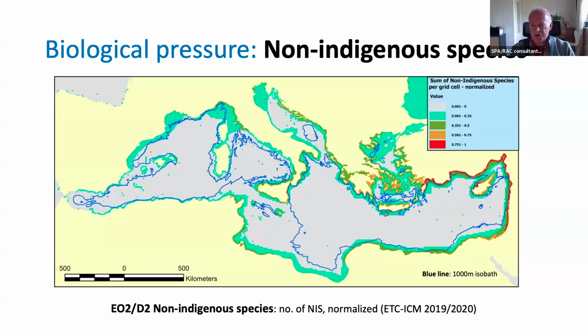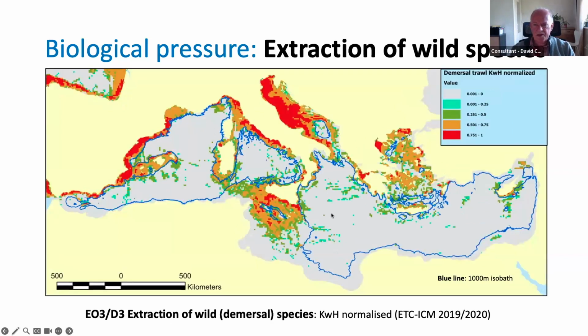And so here, this first one, the non-indigenous species, you can see the distribution of the data, and that the intensity of the numbers of non-indigenous species is highest in the east of the Mediterranean, as you would expect, due to the influence of species coming in through the Suez Canal. The extraction of wild species, this is primarily the commercial fishing on the seabed. This is probably the most widespread and damaging of the pressures on the seabed.